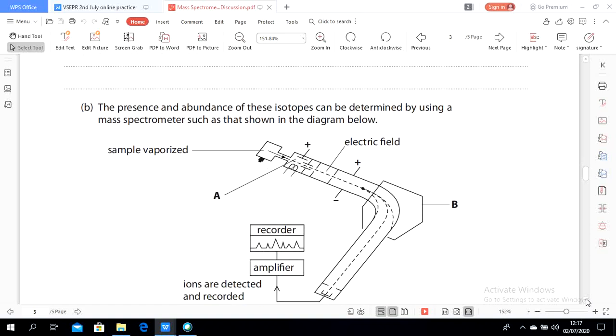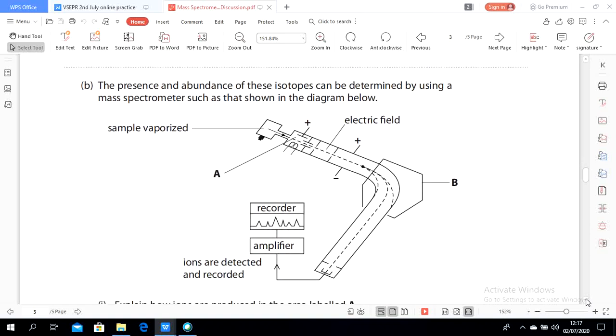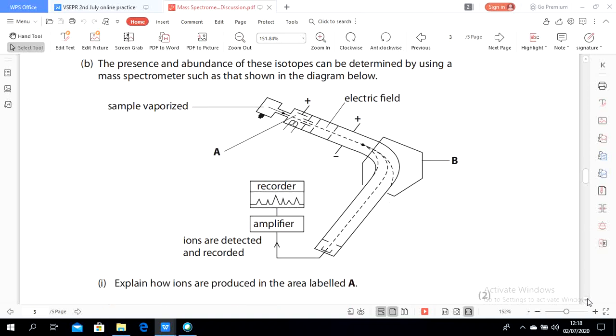Then B, the presence and abundance of these isotopes can be determined using a mass spectrometer shown in the diagram below. Okay, so the sample is vaporized, and then there is an electric field, and then there is an amplifier, and then it goes to the recorder. Okay, explain how ions are produced in the area labeled A. So how come ions are produced here?